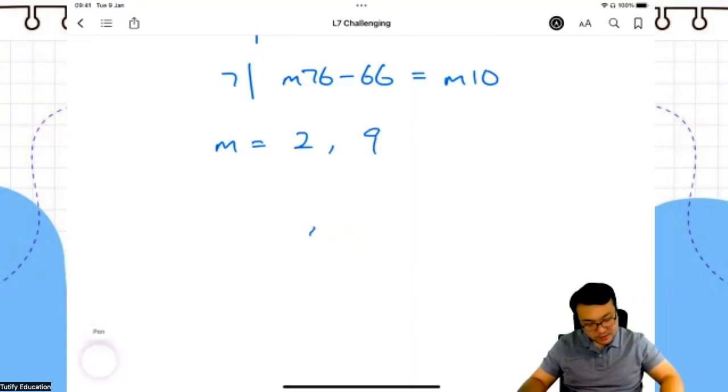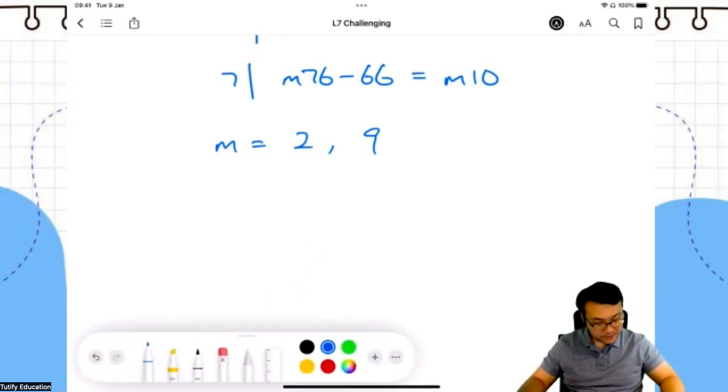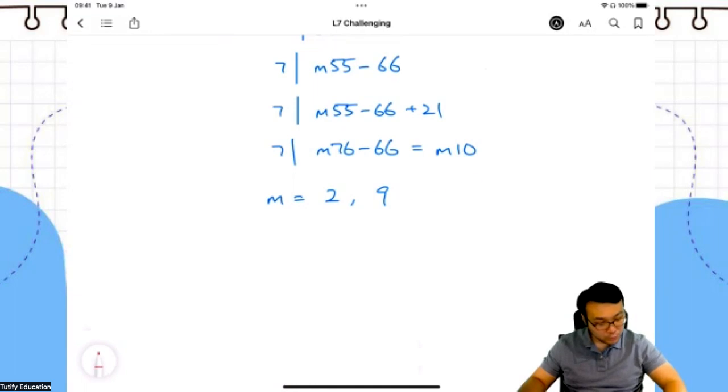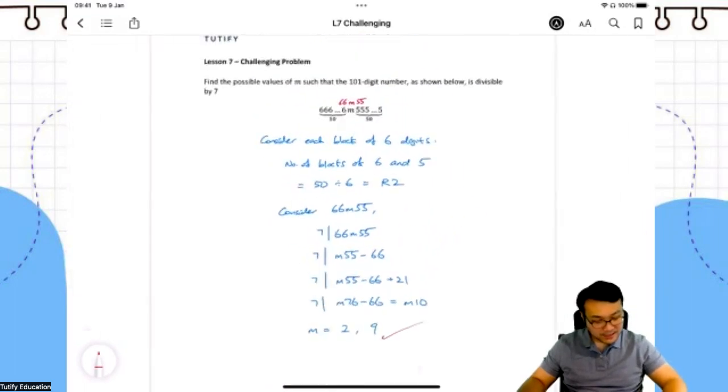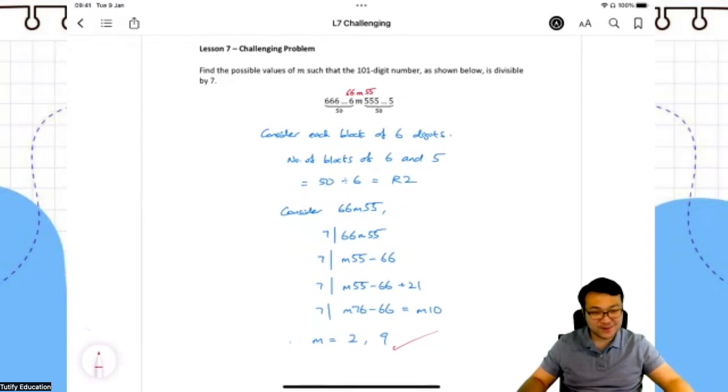Well done. Because 910, you split it up. This is 700 plus 210, right? So it can also be divisible by 7. So the possible values of M are 2 and 9. Very good, students. You have managed to finish the challenging problem.